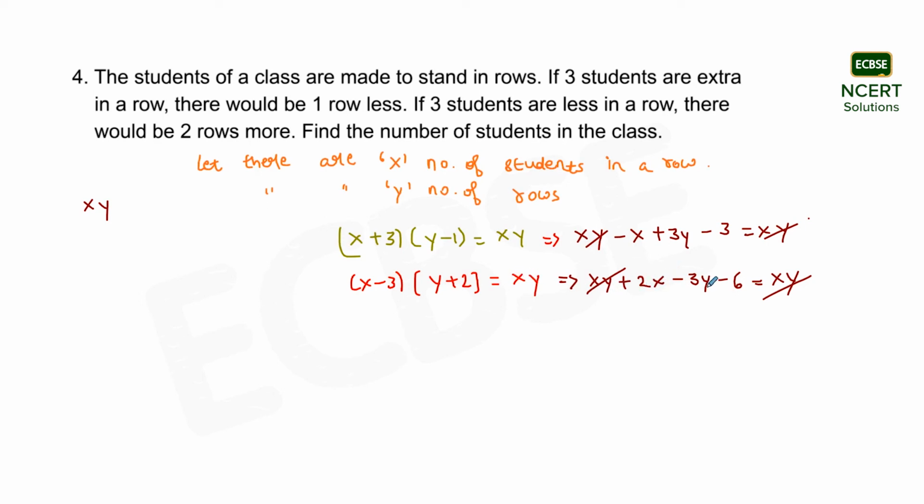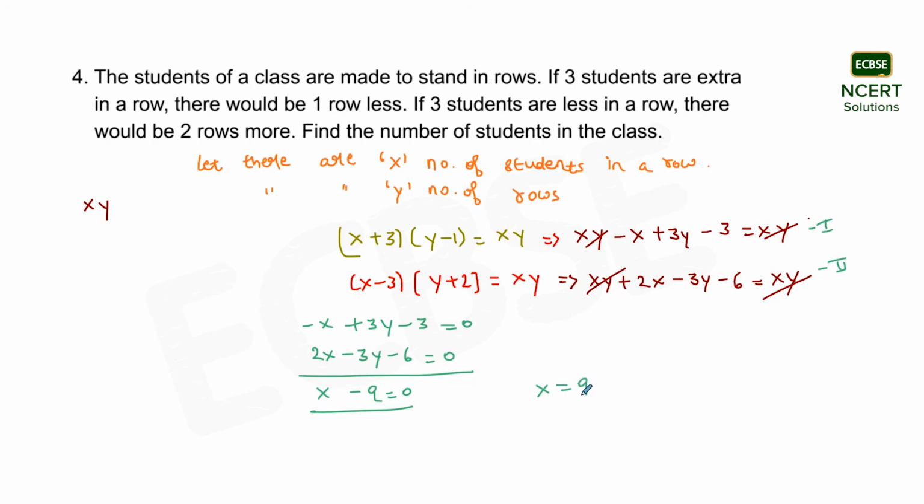If I focus on the variable y in these two linear equations, I see that the numerical coefficient of y in both equations is the same, that is 3 and 3. So I'll be adding the first equation with the second linear equation. Let me mark this equation as the first and this as the second. The equations are -x + 3y - 3 = 0 and 2x - 3y - 6 = 0. On adding them, I get x - 9 = 0, so x comes out to be equal to 9.